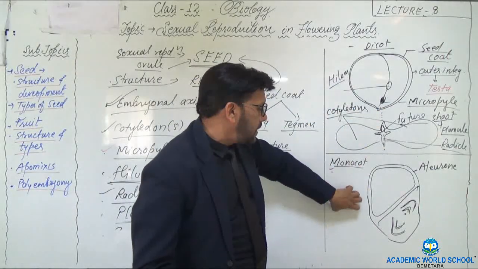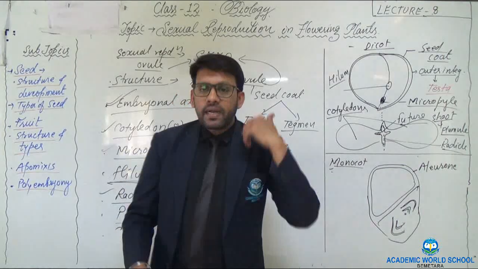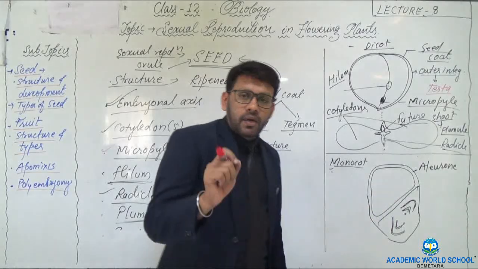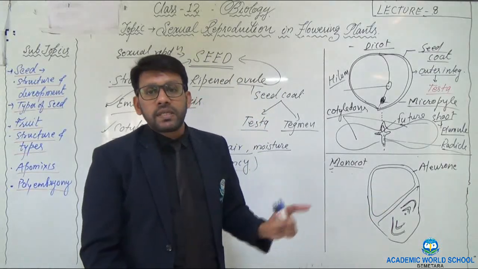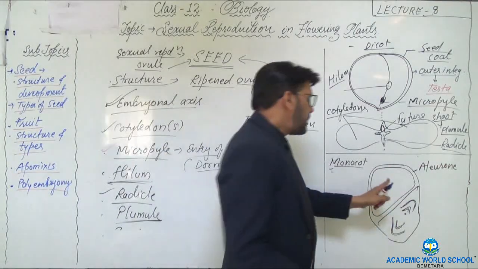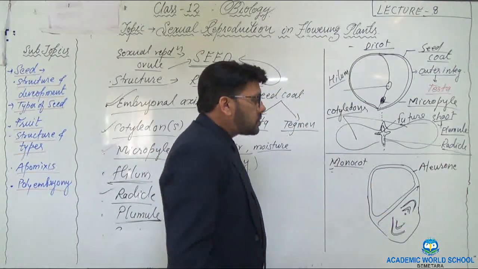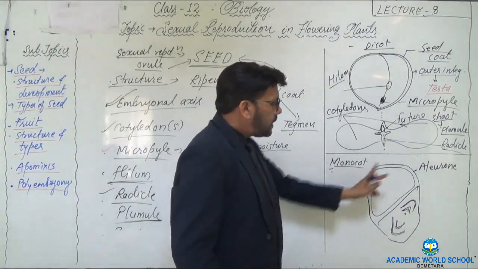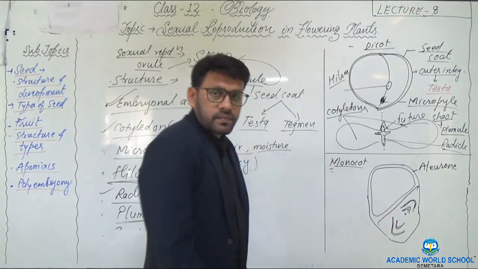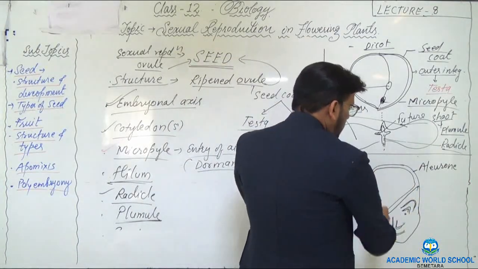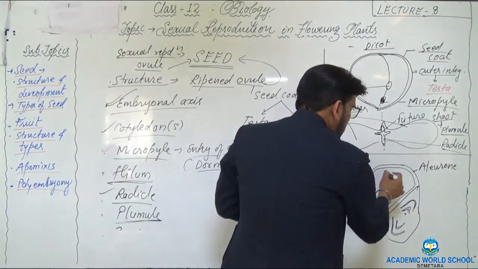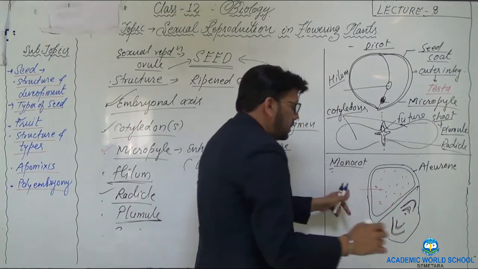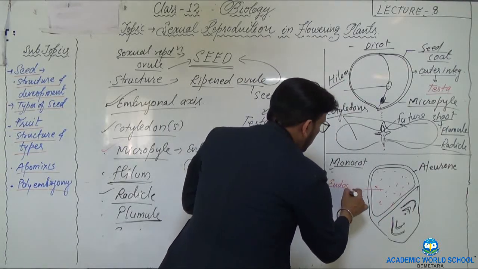Just below that you can see here I have drawn the diagram of a monocot seed. It is slightly different, different in terms of the presence of cotyledon. As we know, the cotyledon in case of monocots is called the scutellum. So here if you see, it has the outermost covering, the seed coat. Now here you know this seed coat, it has the outermost layer, and this large portion is nothing but the endosperm.